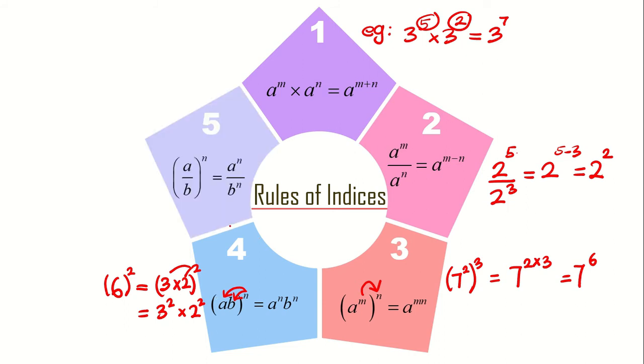Okay, the last one we have here is that a over b. So the base is in fraction form to the power of n. So this is equals to a to the power of n over b to the power of n. It is basically quite similar to number 4, where we split up the index to the respective base. So for example, here we have 2 over 3 to the power of 4. So this is basically equals to 2 to the power of 4 over 3 to the power of 4.